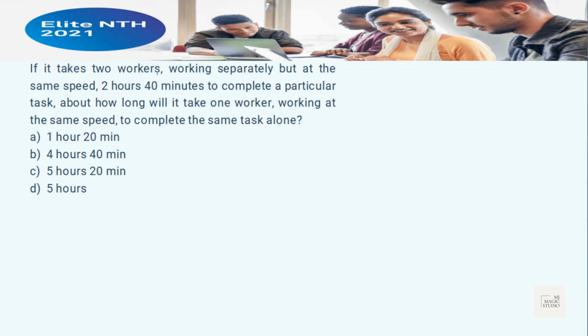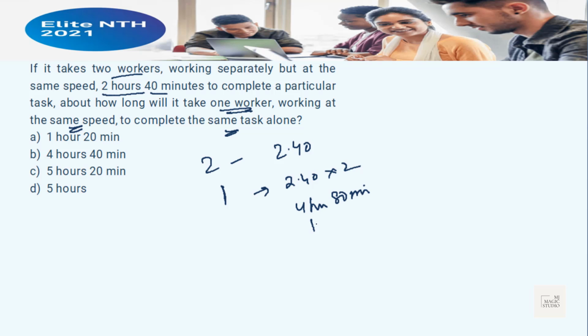If it takes two workers, working separately but at the same speed, 2 hours 40 minutes to complete a particular task, how long will it take one worker working at the same speed to complete the same task? So it will take 2 hours 40 minutes into 2, that is 4 hours 80 minutes. 80 minutes is 1 hour 20 minutes. So it would be 5 hours 20 minutes for one worker to complete the entire work. Option C.